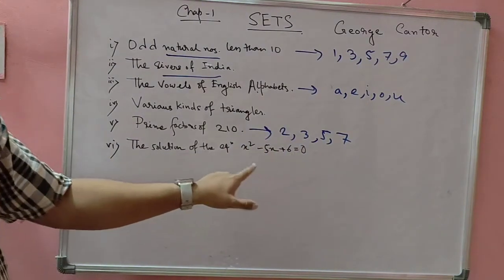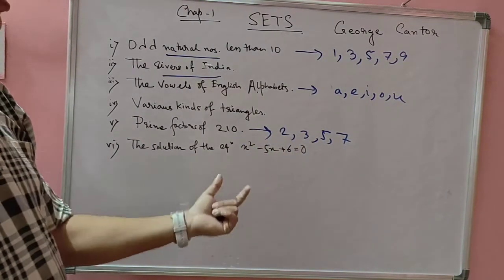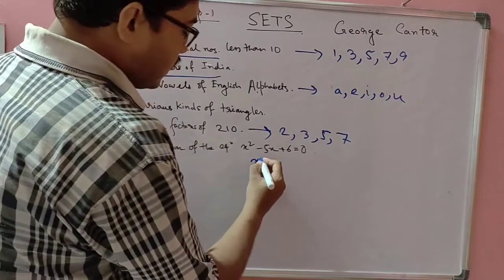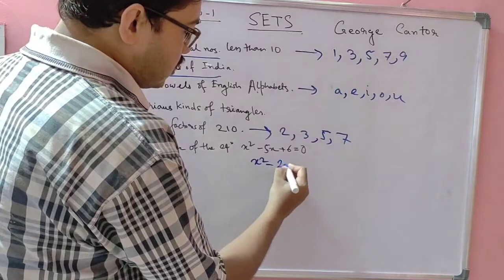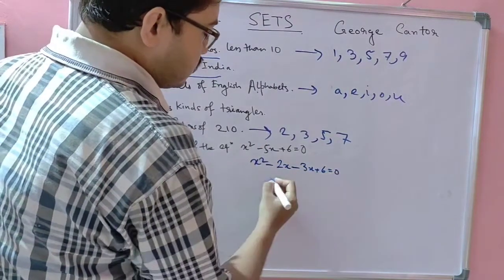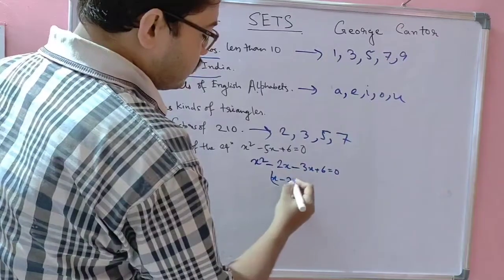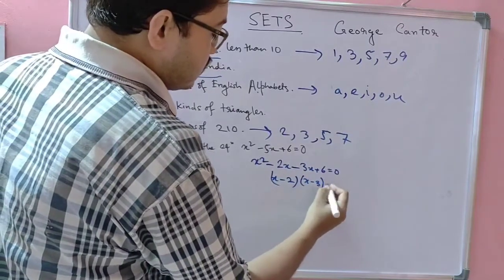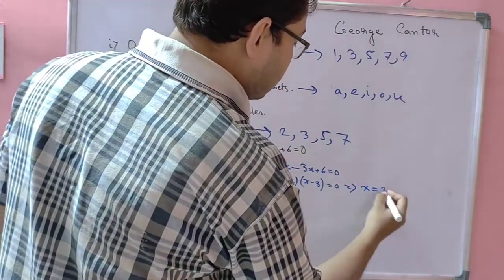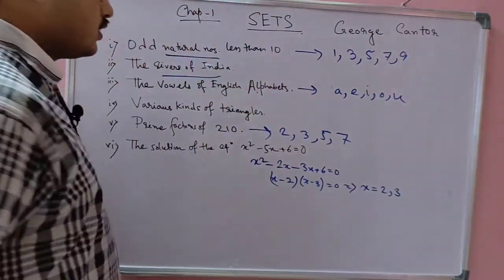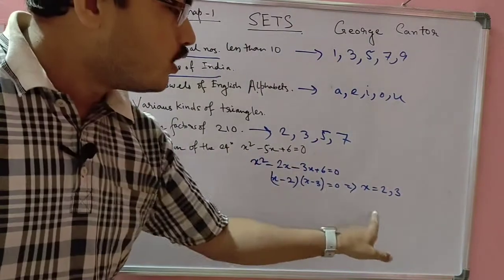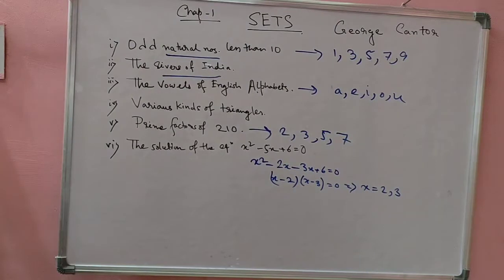The solution of the equation x square minus 5x plus 6. If we solve it, it is like x square minus 2x minus 3x plus 6, so we get x minus 2 into x minus 3 equal to 0. That means x equals either 2 or 3. The solution of a quadratic equation is also a collection.